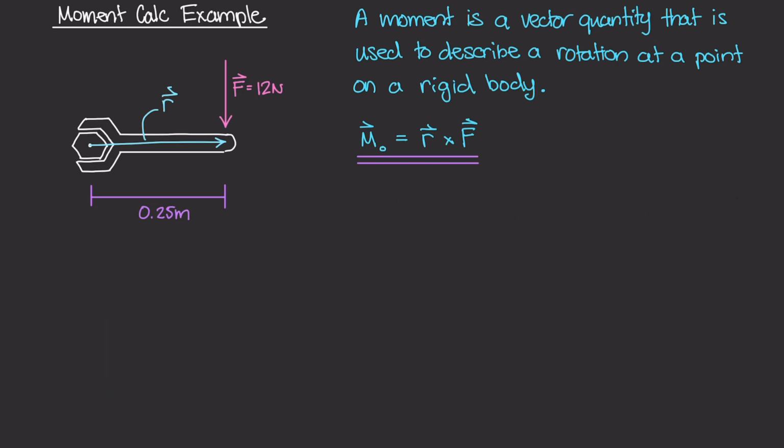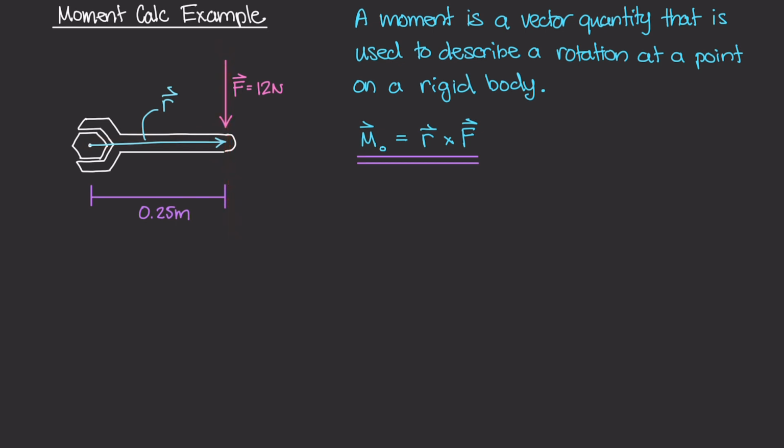Okay, so how do we do it the mathematical way? Well, this equation right here tells us that in order to get the moment about some point O, and in this case, the O point is right here, the center of the bolt, we need to take the position vector and cross it with the force vector. Well, the force vector is right here, and it's acting this way.